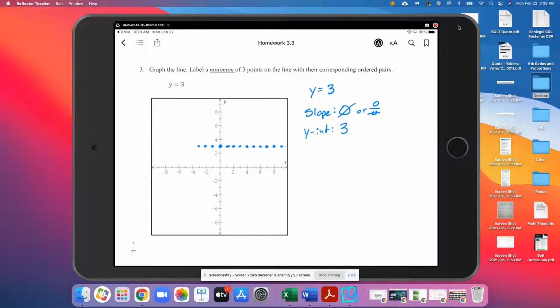And so I graphed a whole lot more than 3 points in this case, but basically that's what we've got, is a line that is hanging out right at y equals 3 for the entirety of its life. Okay, I will pause and then move on.